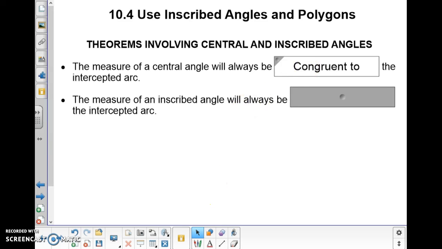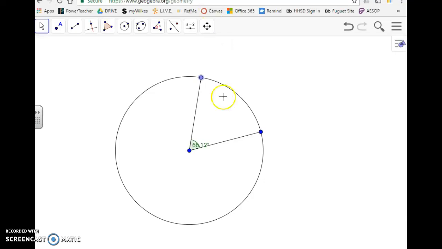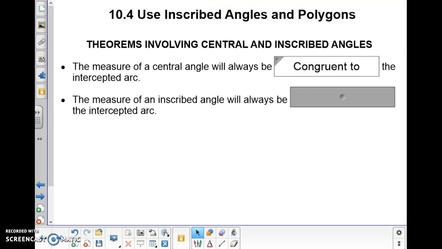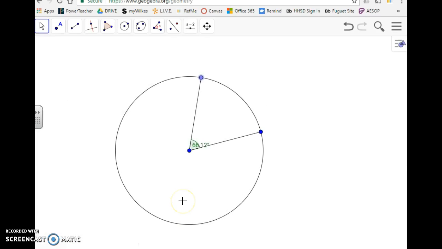If we go over to GeoGebra here, this central angle right here is 66 degrees. This arc right here is also going to measure that. So this arc is also 66 degrees approximately when we look at it. What we want to talk about right now is how an inscribed angle relates to the intercepted arc. What is the relationship between an inscribed angle and its arc? The best way you can do that is use GeoGebra.